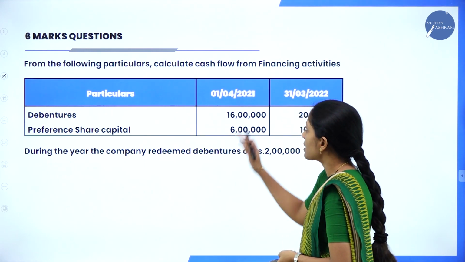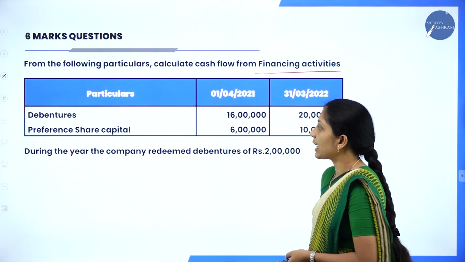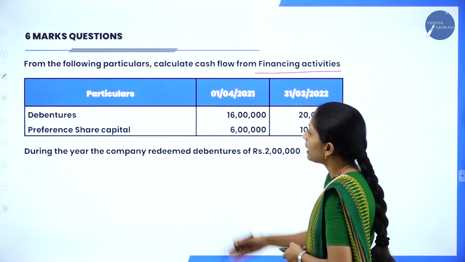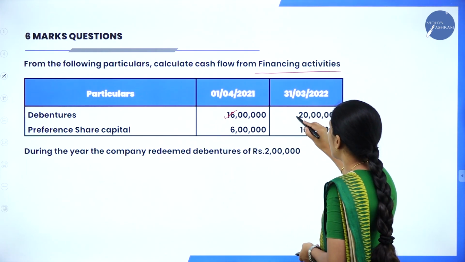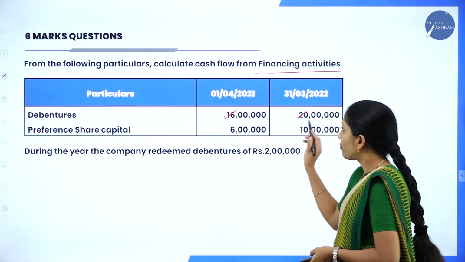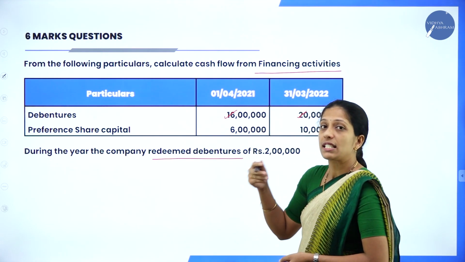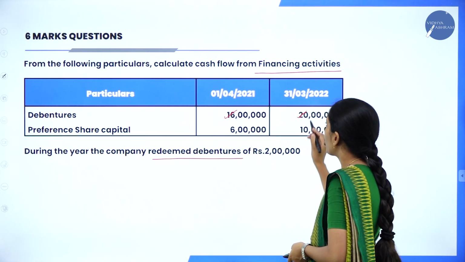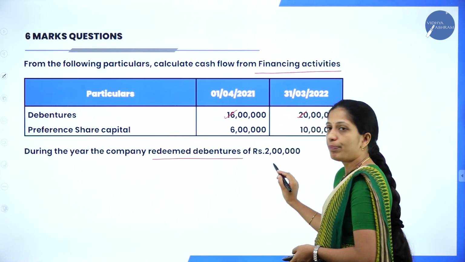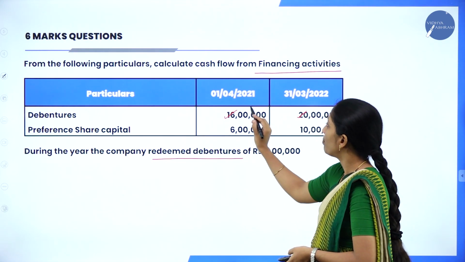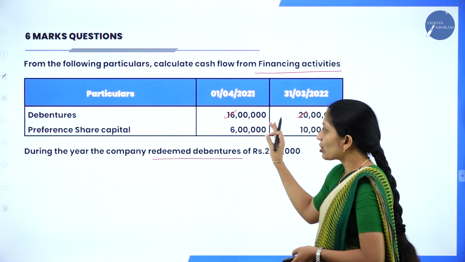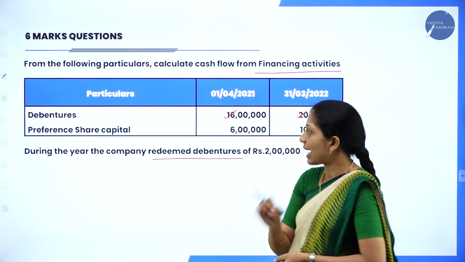From the following particulars, calculate cash flow from financing activities. Now here they have given debentures 16 lakh and here it is 20 lakh. For this there is a calculation because during the year debentures were redeemed. So you take closing debentures plus debentures redeemed minus opening debentures. So you calculate this and you'll get the exact amount.